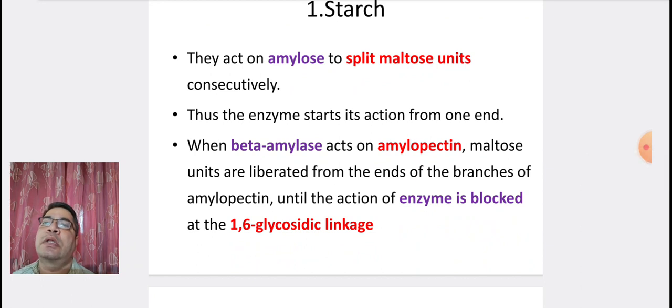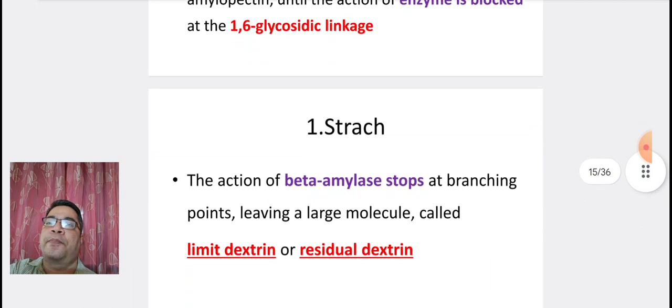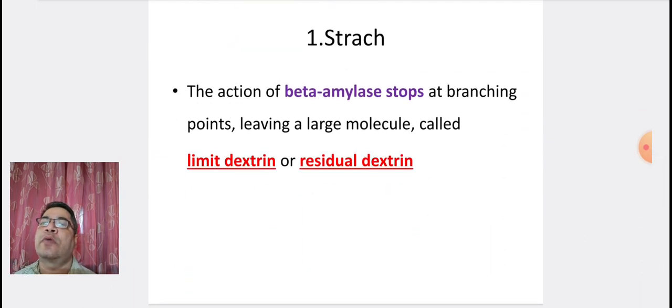They act on amylose to split off maltose units consecutively. Thus, the enzyme starts action from one end. When beta amylase acts on amylopectin, maltose units are liberated from the ends of the branches of amylopectin until the action of the enzyme is blocked at the 1,6 glycosidic linkage. The action of beta amylase stops at branching points, leaving a large molecule called limit dextrin or residual dextrin.